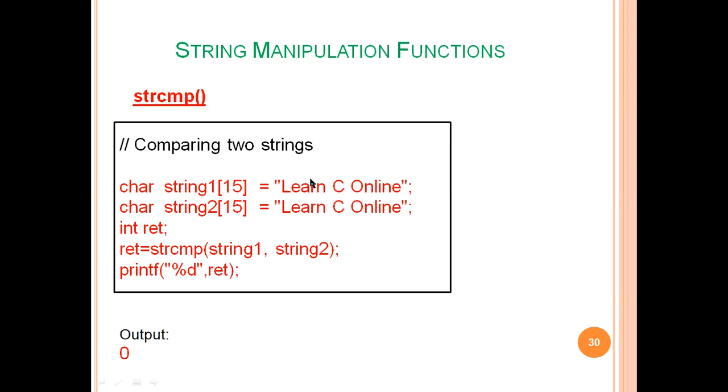This is an example. "Learn C online" is in string 1, and "learn C online" is in string 2. This is written as ret equals strcmp of string 1 comma string 2. Since both are the same, L is compared with L, E is compared with E, all are compared, and finally it returns 0 as the output.